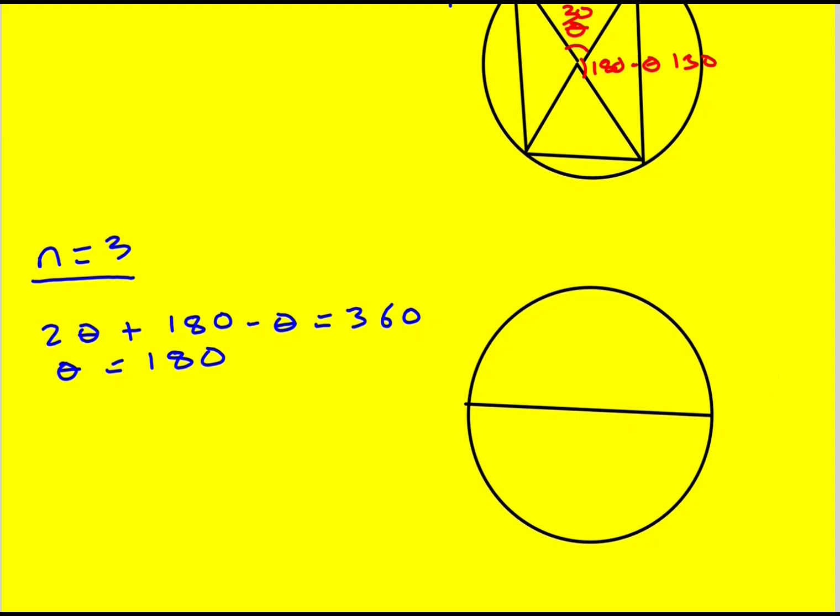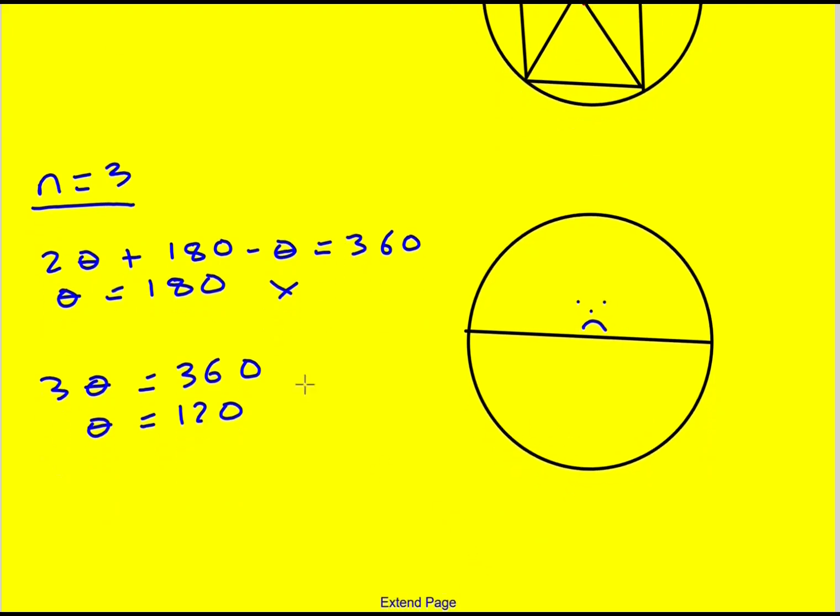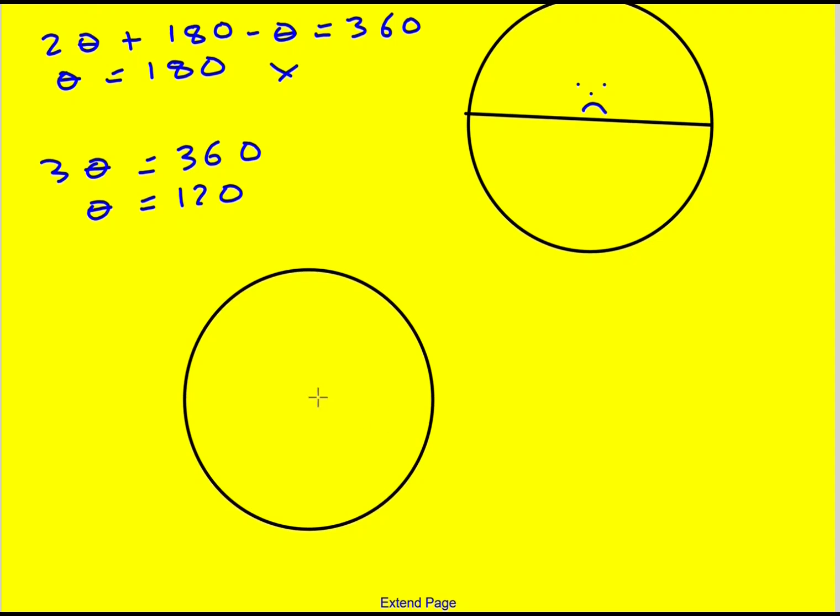Two of the angles are 180 and one of them is 0, not a triangle, which actually means this is not possible. And in fact, the only possibility is that we can get a regular polygon. In this case, three of them would be the same. 3 theta would equal 360 and theta would be 120. We could do that. So that's 90, looks about 120.